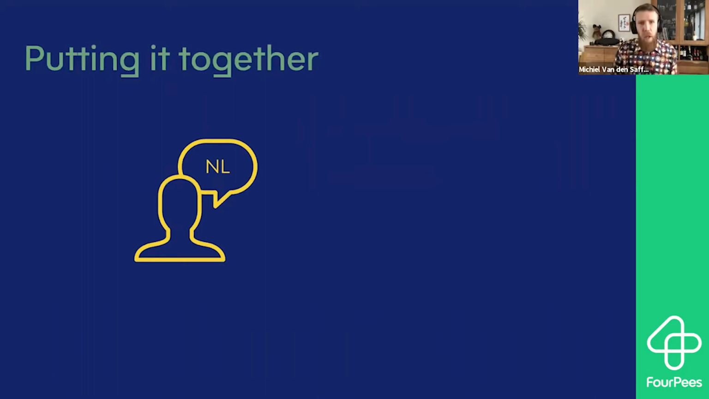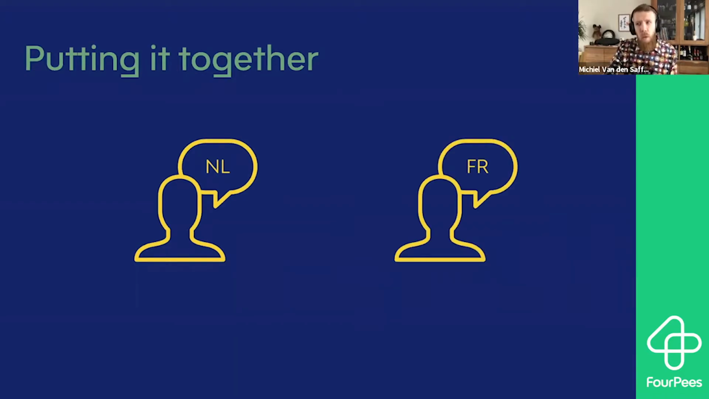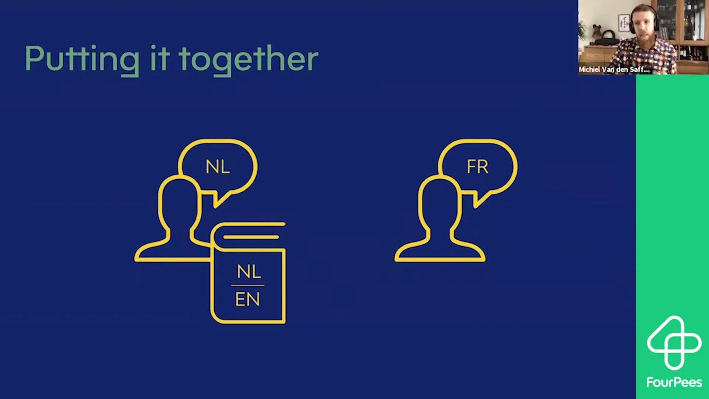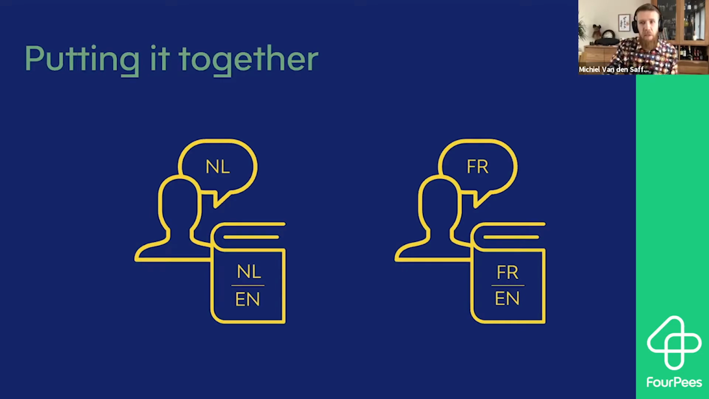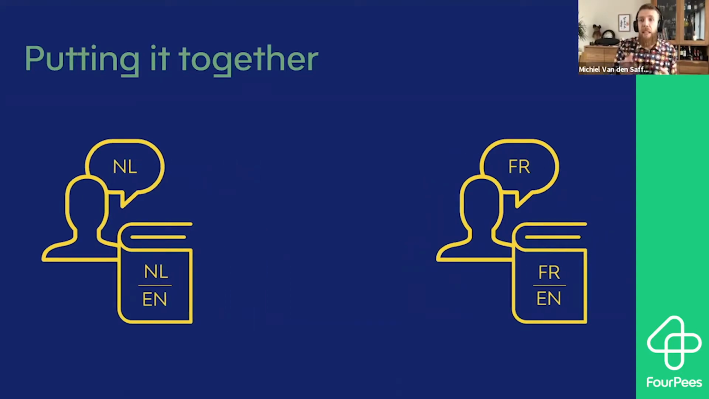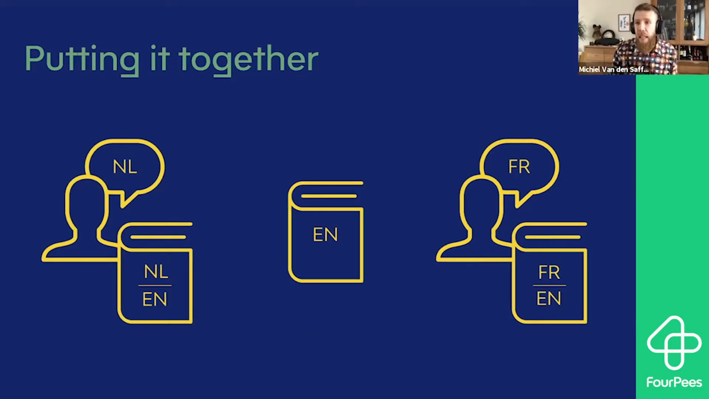So let's start with a little metaphor. Let's say we have a person who only speaks Dutch, and we have another person who only speaks French, and they want to talk to each other. Well, they're going to run into a bit of trouble. But the Dutch person has a dictionary that translates Dutch to English, and the French person happens to have a dictionary that translates French to English. Now they're getting somewhere. They can use English as a common language, and they can translate their words and make sure they understand each other by using the English language.